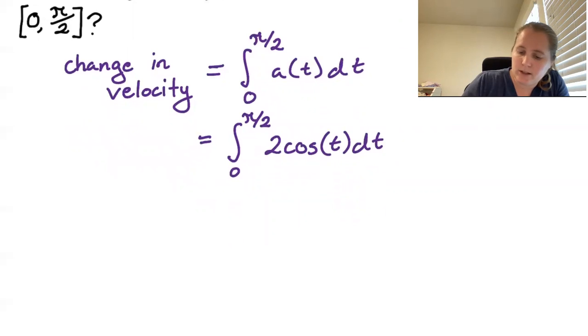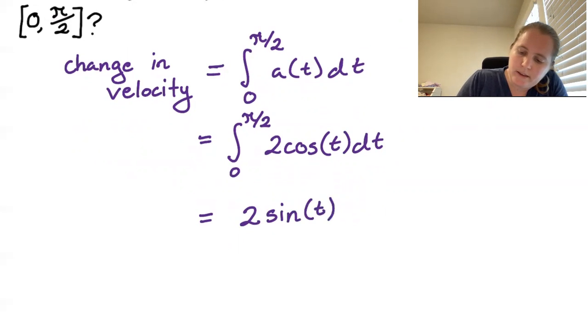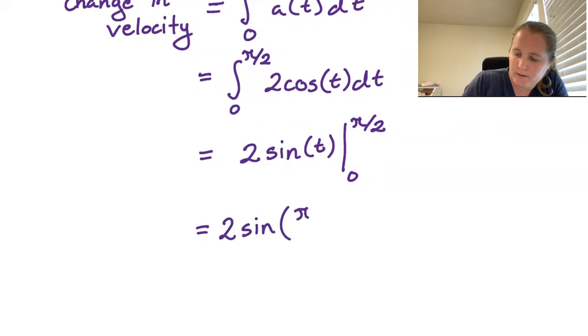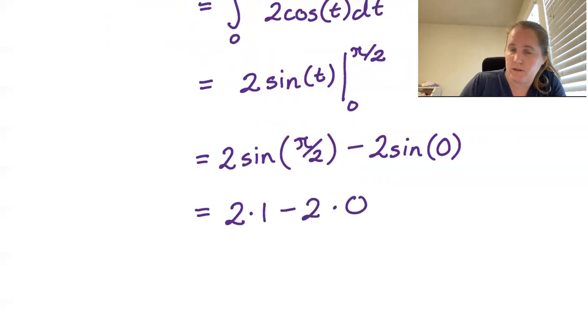Now, the 2 comes along for the ride. The integral of cosine is sine. So we have 2 sine of t. And then that's evaluated from 0 to pi over 2. So we are looking at 2 times sine of pi over 2 minus 2 times sine of 0. Sine of pi over 2 is 1. So this is just 2 times 1. And then sine of 0 is 0. So we have 2 times 0, and we wind up just with 2.